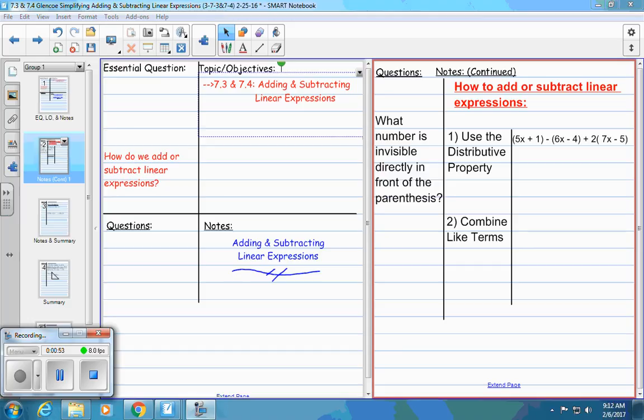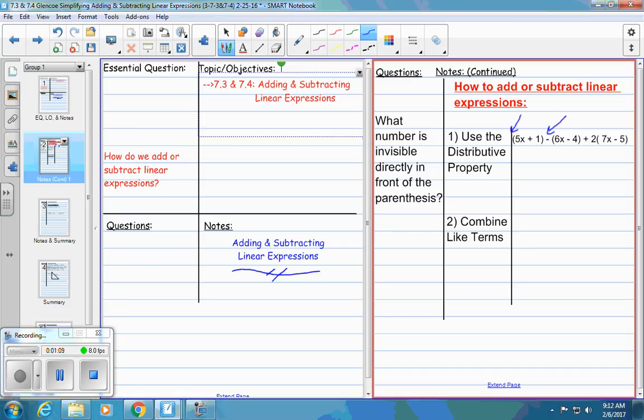So I have this little question here to remind ourselves for our example problem. What number is invisible directly in front of the parenthesis? And what I meant was those first two parentheses. So what number is invisible right here in front of that parenthesis? And what number is right there in front of this one? Yeah, you're right. It's the number 1 here. And this is the number -1.